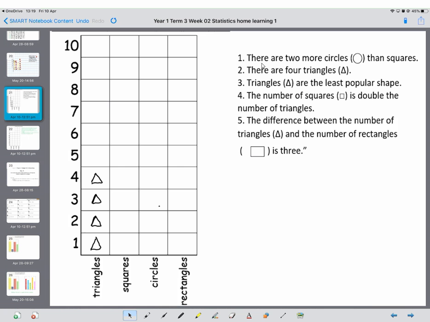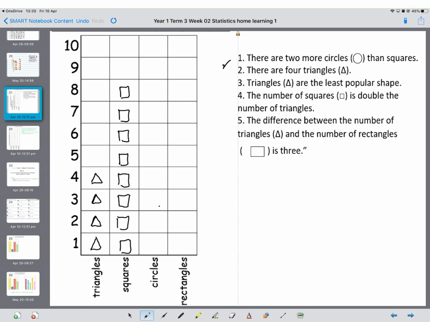Okay, now we started with 4 triangles. We can have a look at each line at a time and see which ones we can solve. There are 2 more circles than there are squares. We can't do that. We've done this one, we've done 4, so we might want to tick it off. Triangles are the least popular shape. Well, that's useful, so we know that all the other answers are going to be bigger. The number of squares is double the number of triangles. So we know that 4 doubled is 8. So we certainly know that there are going to be 4 plus 4 squares, and that makes a total of 8.